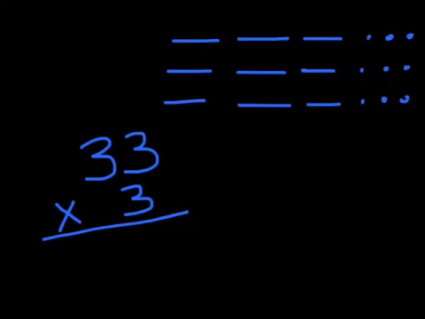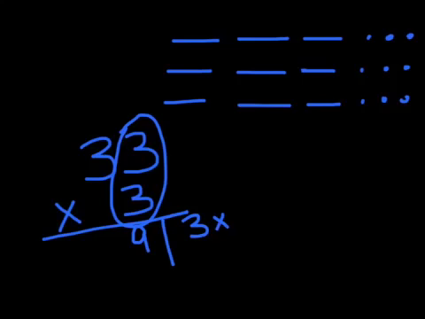Let's try this example. We have 33 times 3. You'll see at the top right, I've shown an area model of 33 times 3, 3 groups of 33. Using the traditional algorithm, we'll start off by multiplying our ones digits. 3 times 3 would give us a total of 9. And I'm going to show on the right hand side each step of our multiplication strategy.